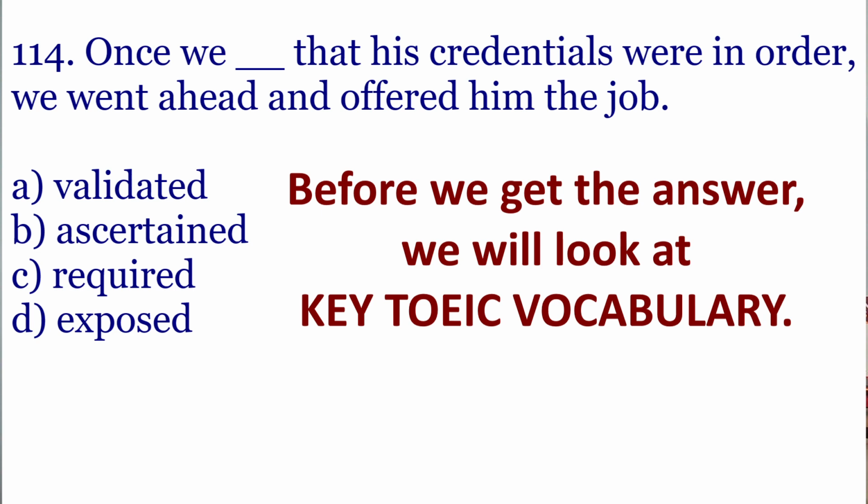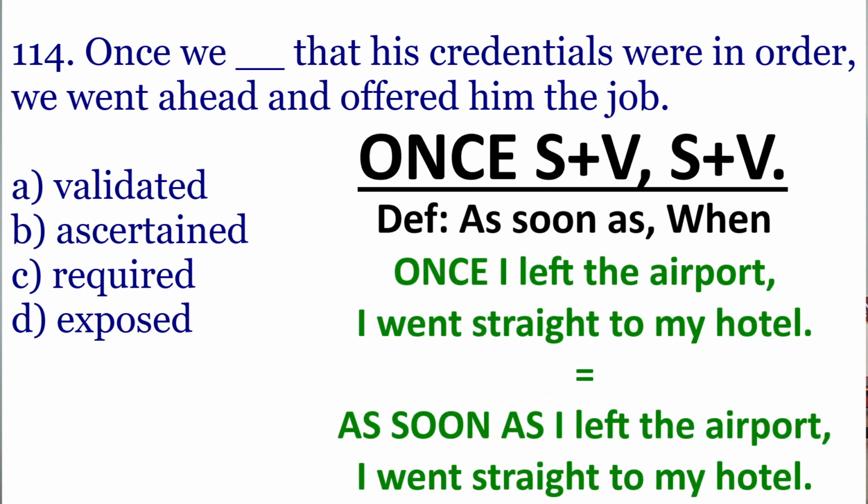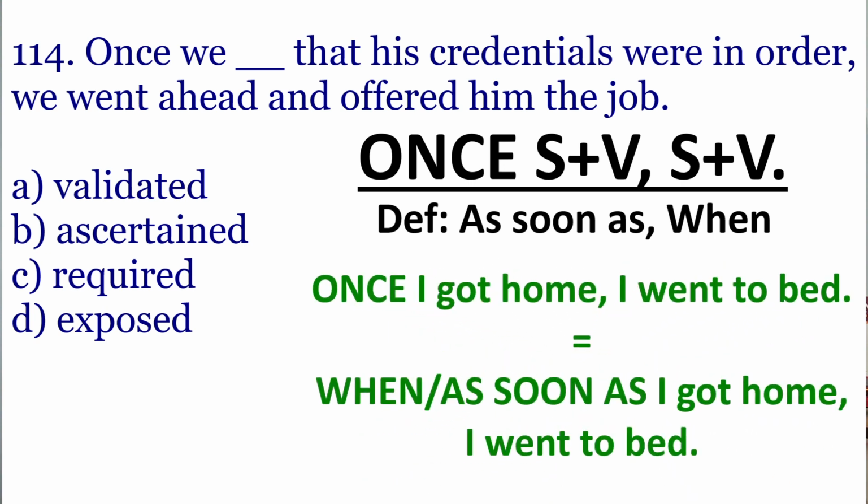Before we get this answer, let's look at some key vocabulary. The first is once subject verb, comma, subject verb. This means as soon as or when. For example, once I left the airport, I went straight to my hotel. This equals as soon as I left the airport. Or once I got home, I went to bed.